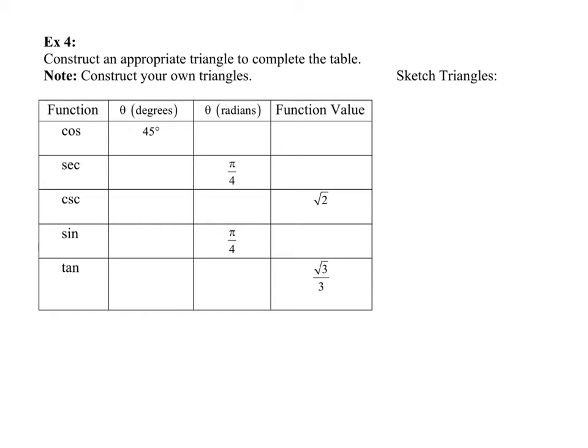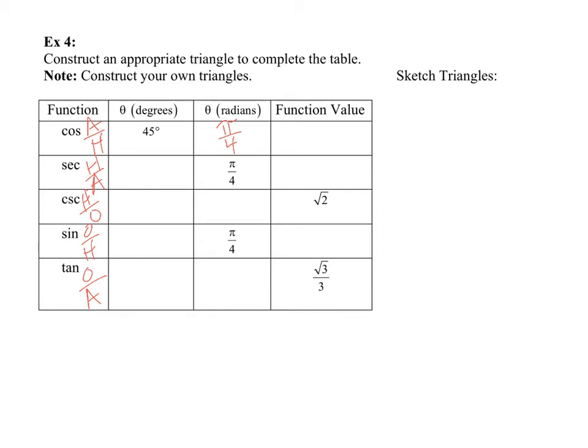Okay, this one table is going to summarize everything that we've done thus far in the chapter. Okay, so I have cosine is adjacent over hypotenuse. Secant is hypotenuse over adjacent. Cosecant is hypotenuse over opposite. Sine is opposite over hypotenuse. Tangent is opposite over adjacent. Okay, so I have 45 degrees in radians. That's pi over 4. All right, just review the material from the previous lesson if you forgot how to convert from one to the other.